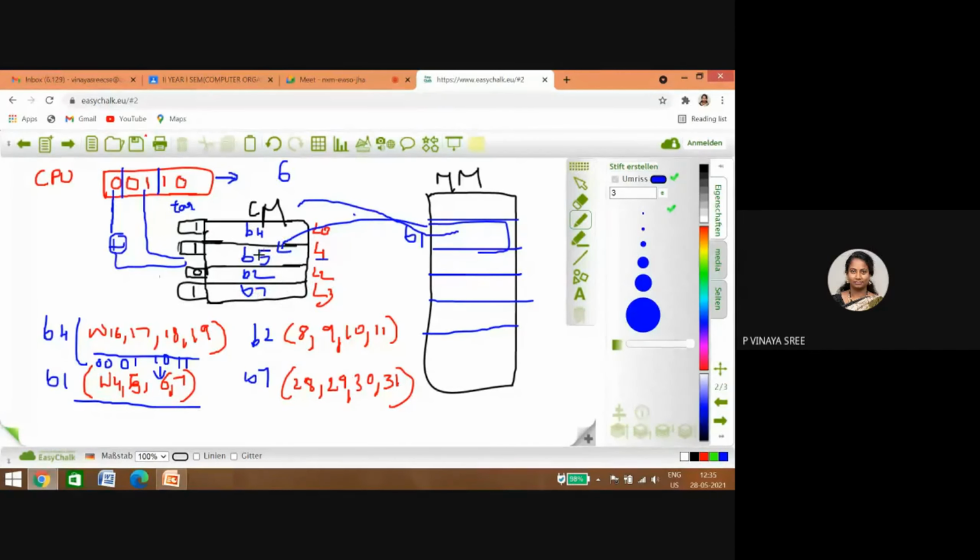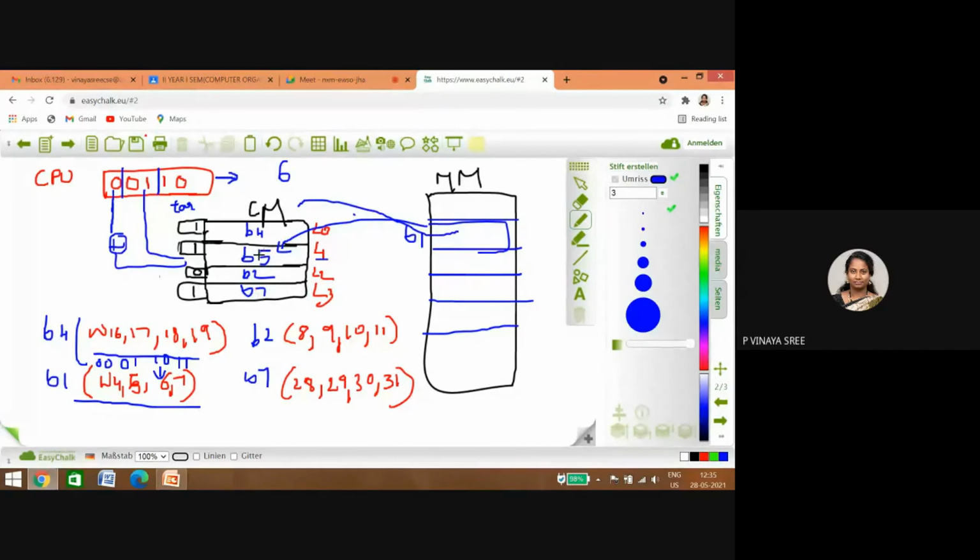Why? Because according to this, B1 is present here. Now, I removed B5 and placed B1. After this, next if it is asking for B5 again, even the other lines we are not using at all. We are frequently removing and placing as it is fixed. Why? Because this block has to be placed in this particular line only. So the cache miss rate increases. Cache miss rate increases.